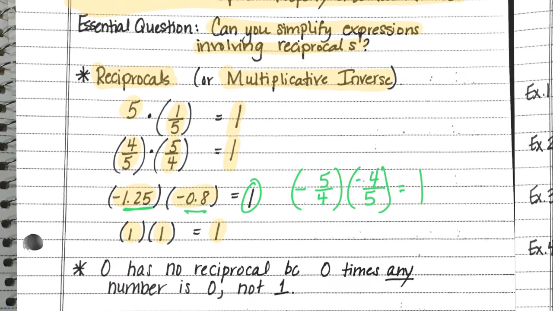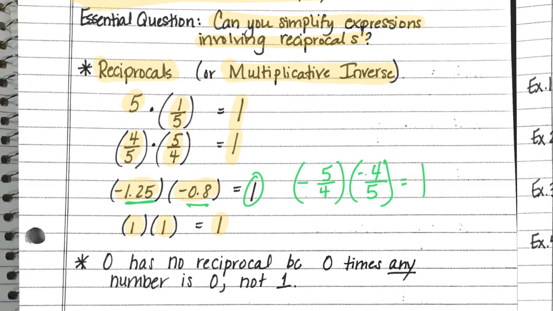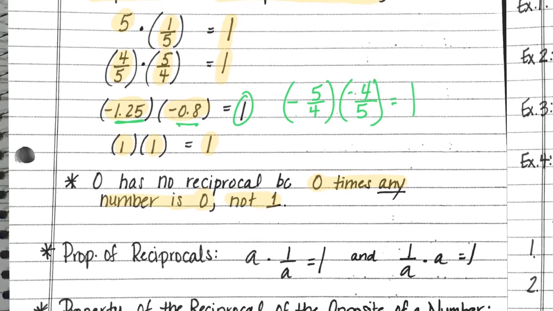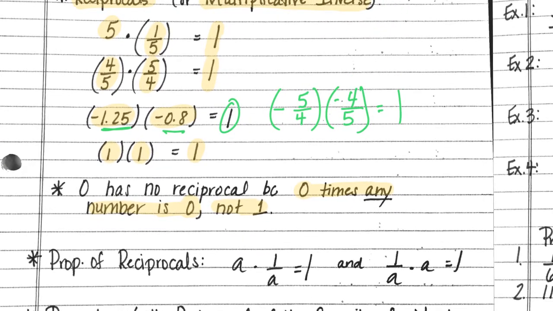Let's take note that 0 has no reciprocal because 0 times any number is 0. Let's say that again. 0 times any number is 0, not 1. Property of reciprocals says A times 1/A is 1. 1/A times A is 1.